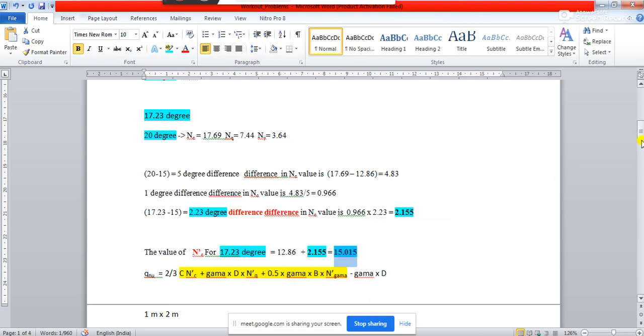So should I proceed? So local shear problem, local shear understanding is clear to everyone. If you have any doubt, please tell me. Otherwise, I will proceed to the next thing.